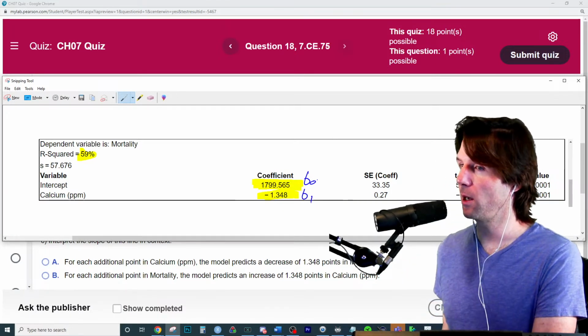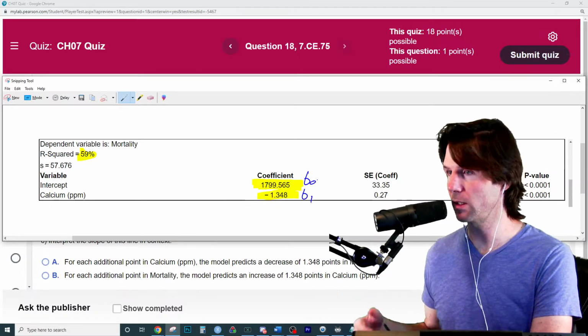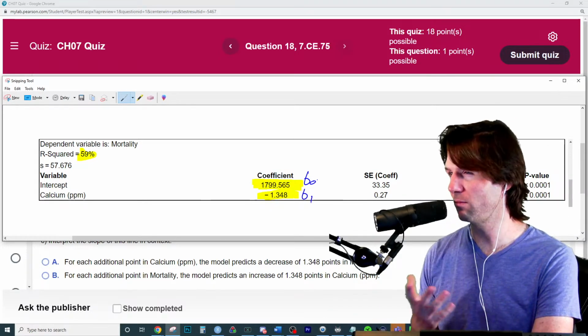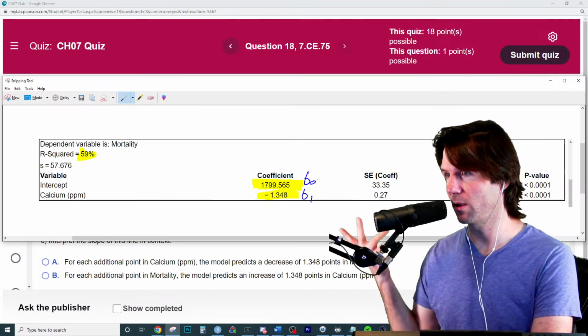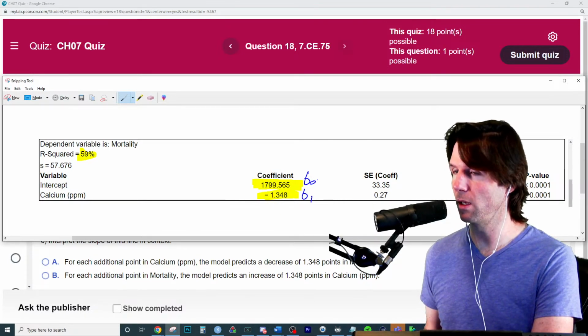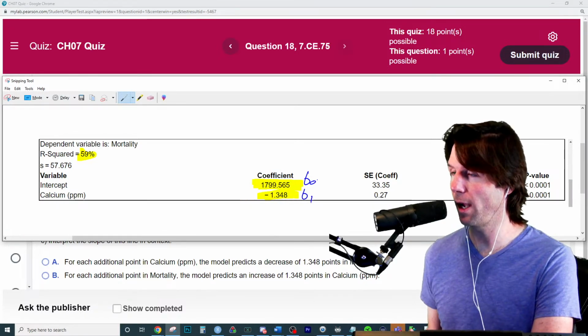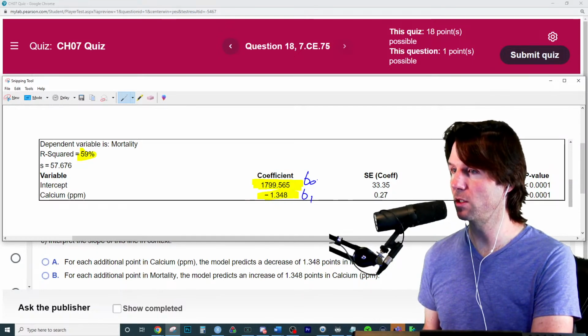B0 means a town with no calcium in its water is expected to have a mortality rate of 1,799.565 deaths per million or something like that. And then we just have to look at the units of the problem. The slope means for each additional 1 unit increase in X, B1, we expect the mortality of a town to decrease by negative 1.348.